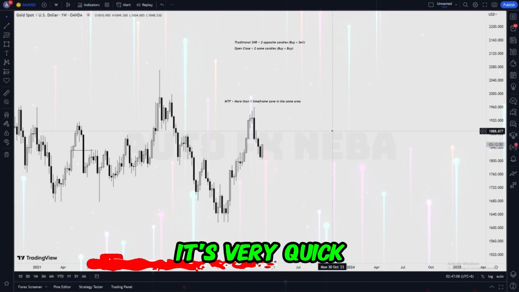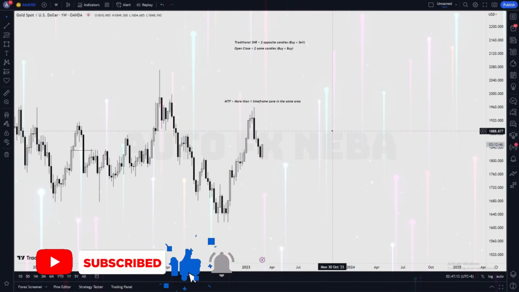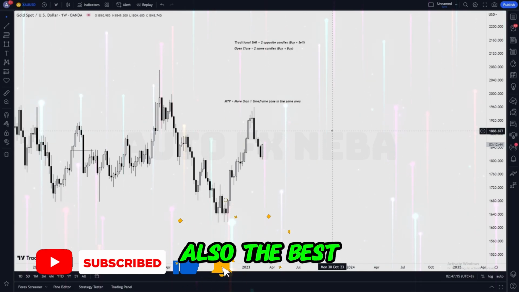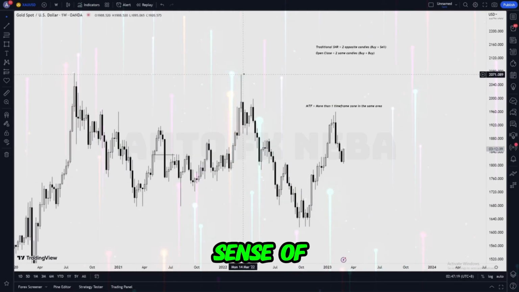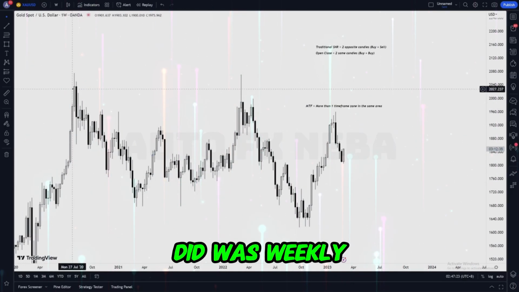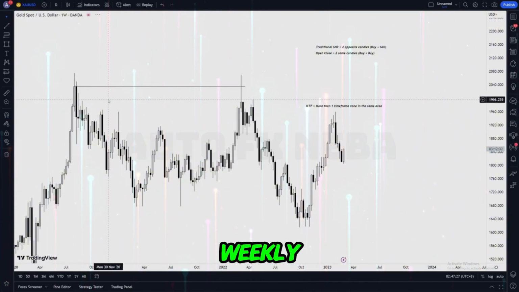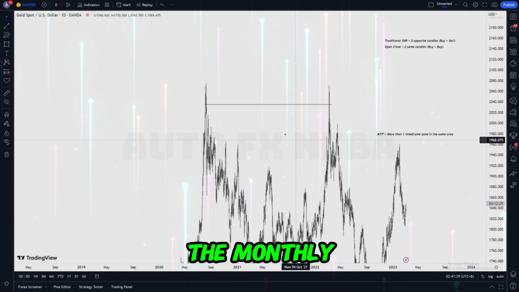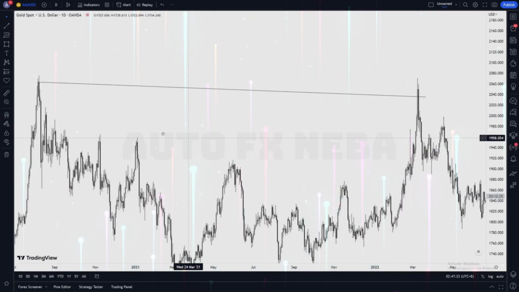violent move. So it's very quick, so you get risk-free very quick, because I'm risk-free at 50 to 70 pips. And it's also the best entry you can get. High-risk entries are the best entries you can get, in the sense of, like, right here. So in this entry right here, if I'm not wrong, what I did was weekly. Obviously, I can't go back on the H4, but weekly, and I went to daily because there's nothing on the monthly.